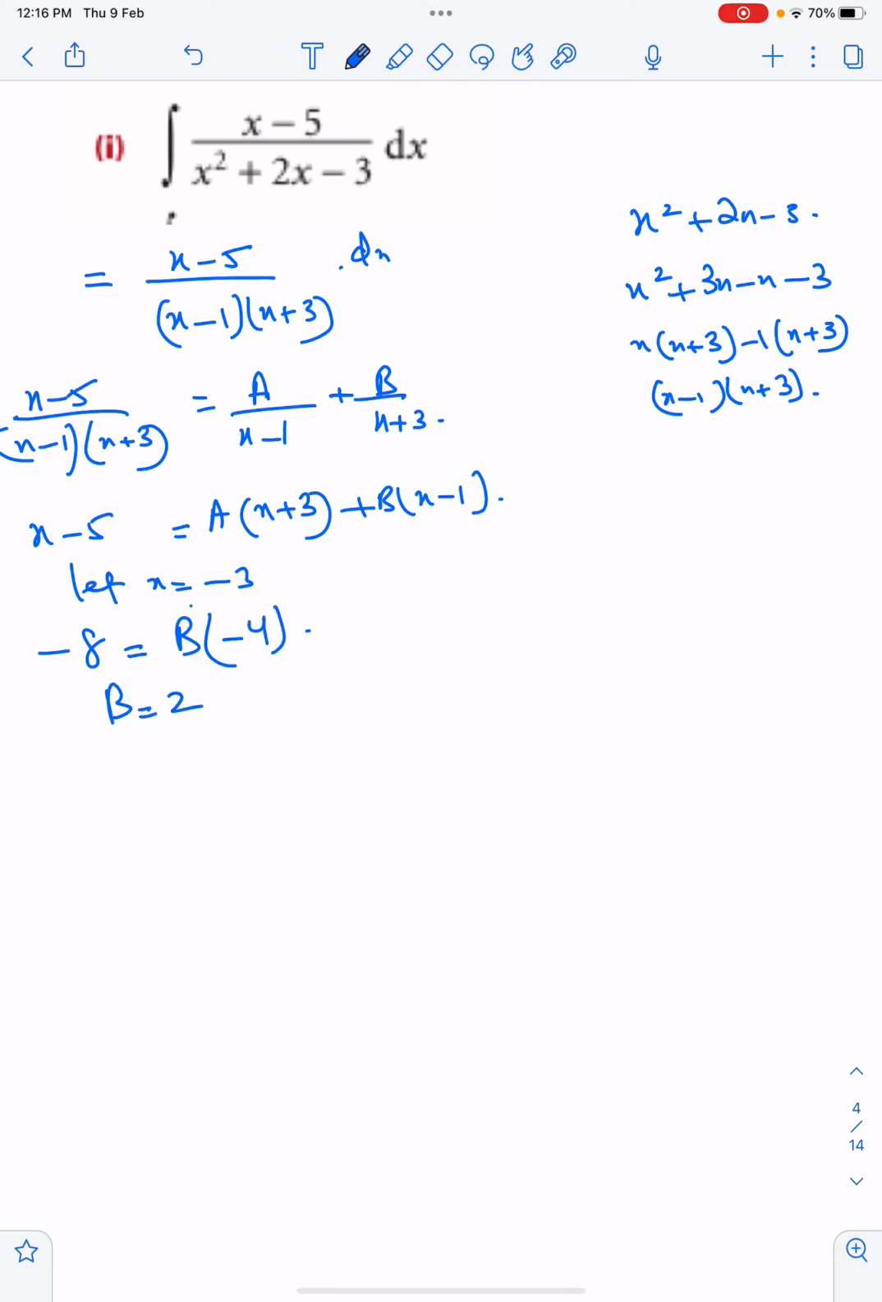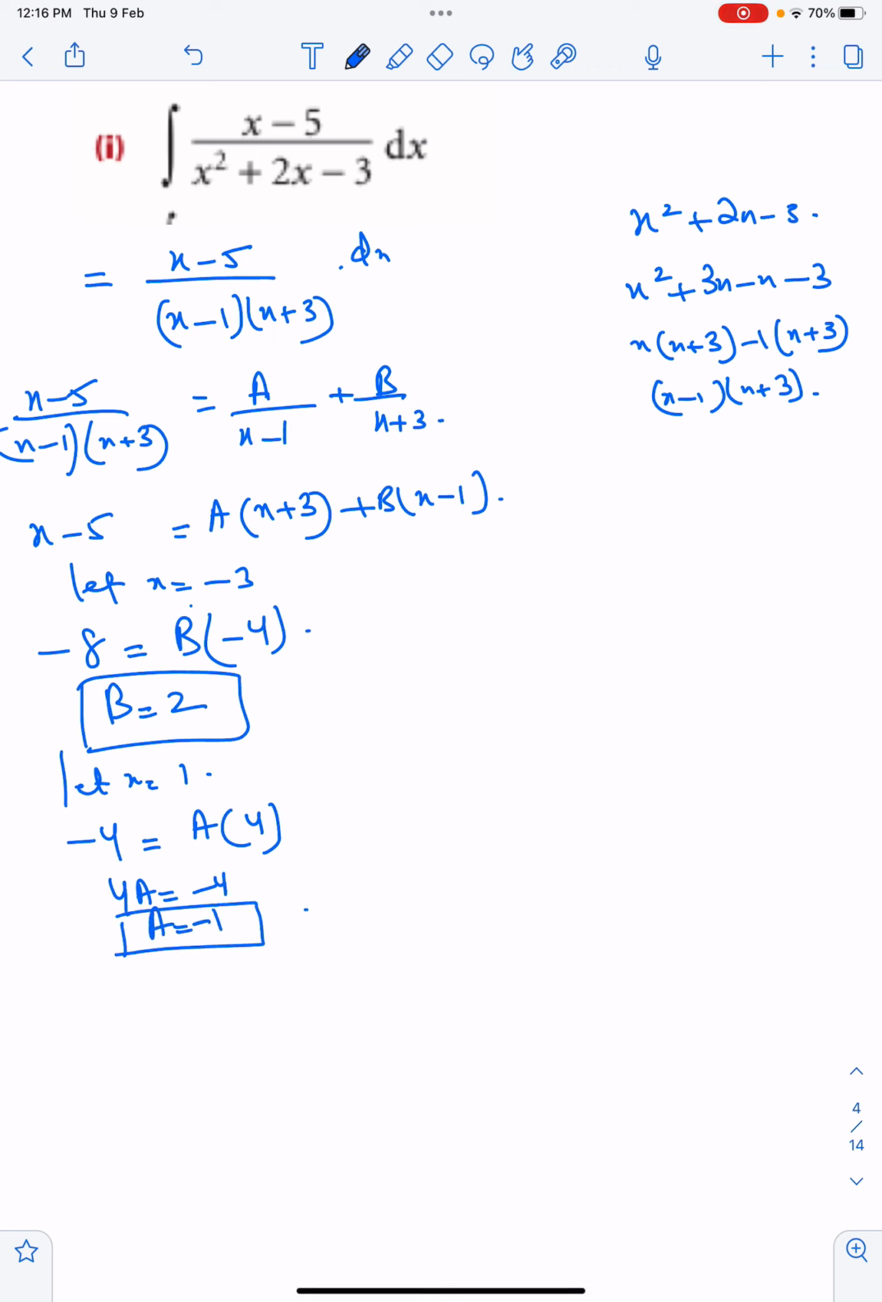So b equals 2. Okay, moving on to x equals positive 1, this whole bracket will become 0. Okay, let x equal positive 1. So 1 minus 5 is minus 4, and this whole thing is 0. So 4a equals negative 4, a equals negative 1.